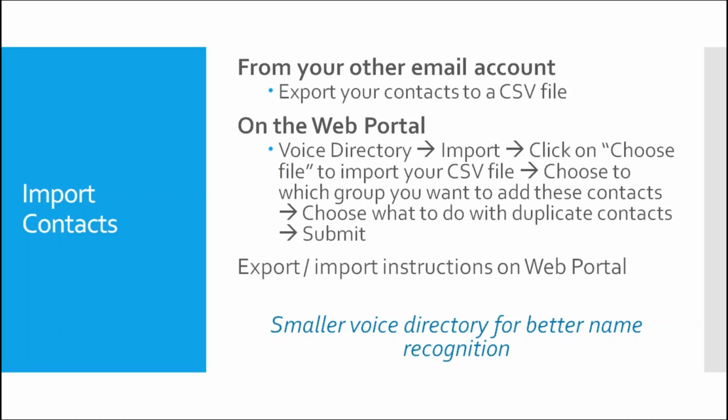To do so, you export the contacts from your other email account to a CSV file. Then in the voice directory section of the web portal, you can click on Import. You upload your CSV file by clicking on Choose File, and then you choose into which group you want to add these contacts and click Submit. At the top of that page, there are instructions on how to export contacts from Outlook, Yahoo, or Gmail, and on how to import those contacts into your voice directory, which includes a sample CSV file to help you out.